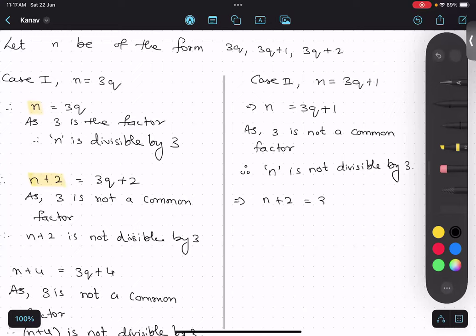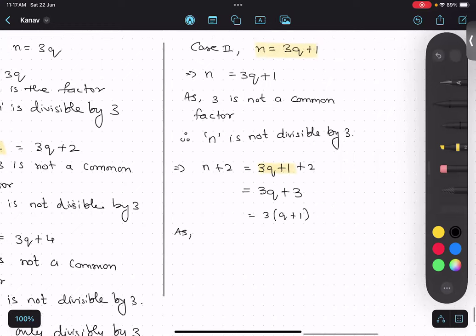Okay. Now I will take n plus 2. So n plus 2 will become 3q plus 1 plus 2, because our n is 3q plus 1. That will give me 3q plus 3. So 3 is common, 3 times q plus 1. So as 3 is a common factor, therefore n plus 2 is divisible by 3. Is that clear?